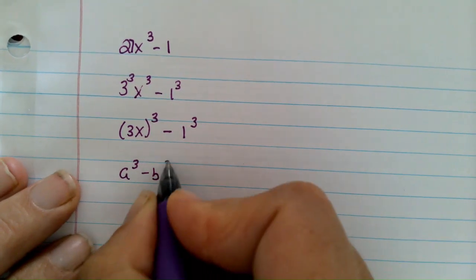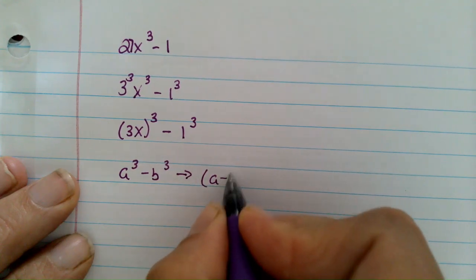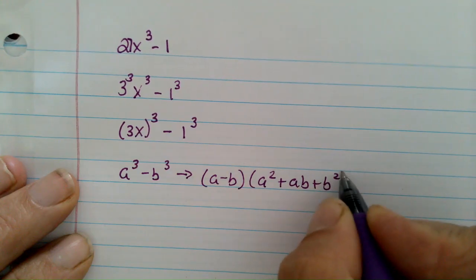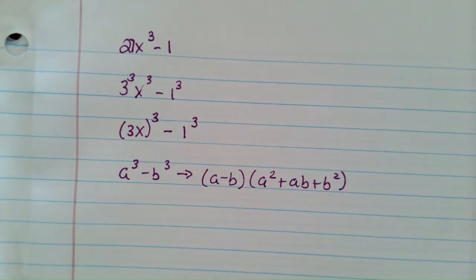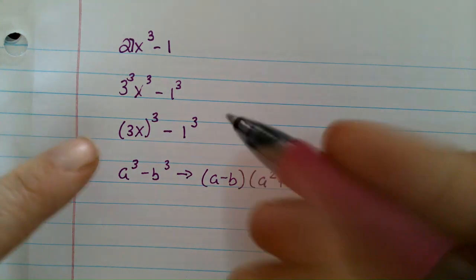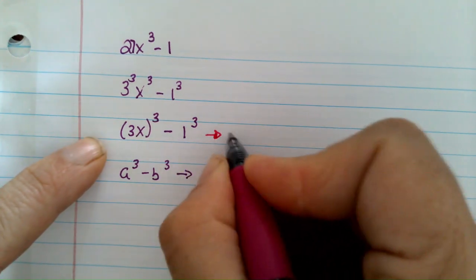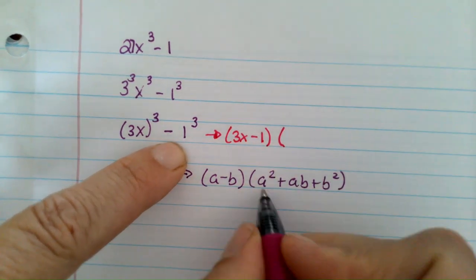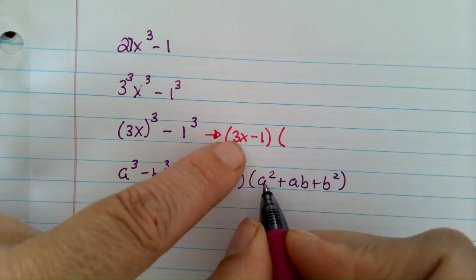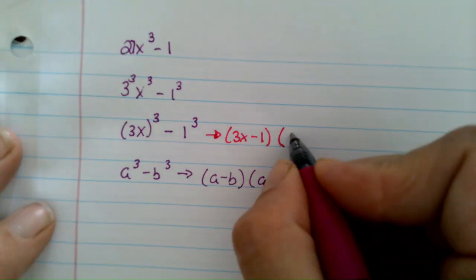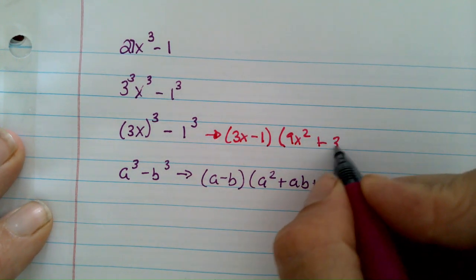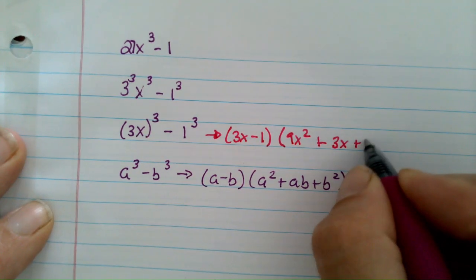I could rewrite the rule with just the minus: it went a minus b, a squared plus ab plus b squared. That means instead of a, I have 3x, and instead of b, I have 1. So instead of a squared, I'd have (3x) squared, and 3x times 3x is 9x squared. A times b, so 3x times 1. And b squared, so 1 squared is 1.